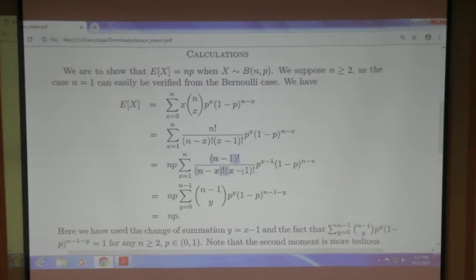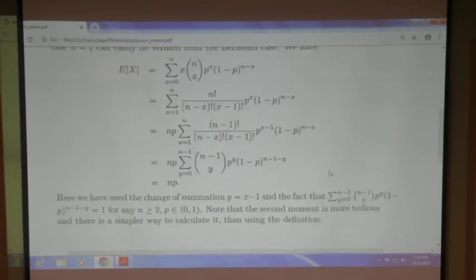Okay, so basically what I'm saying is if I make the substitution y equals x minus 1, this ratio of factorials becomes n minus 1 choose y, you can check it, p to the y, 1 minus p to the n minus 1 minus y, times n times p. Okay, so what's the point? The point is that this expression is the probability mass function for a binomial distribution whose success probability is p and has n minus 1 trials. So the sum over y from 0 to n minus 1 is equal to 1, and you get n times p. Okay, and that's basically one trick.